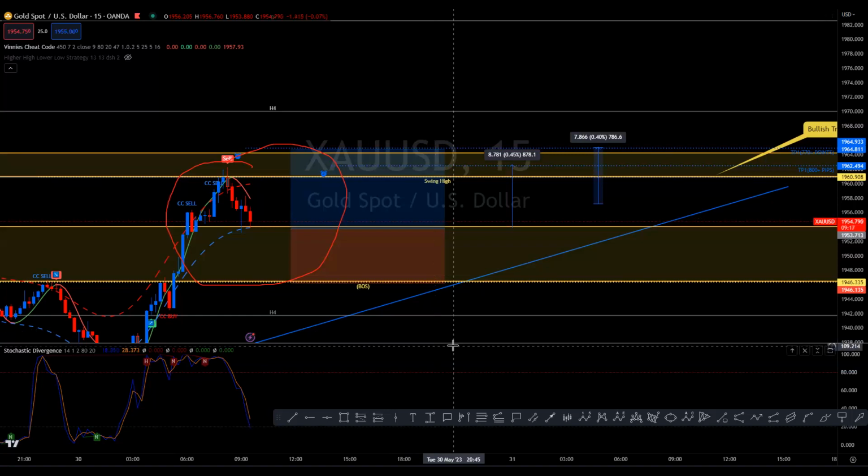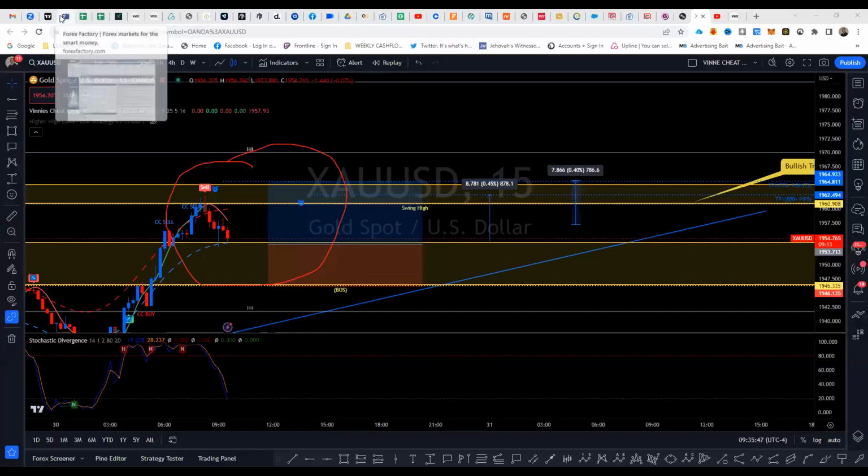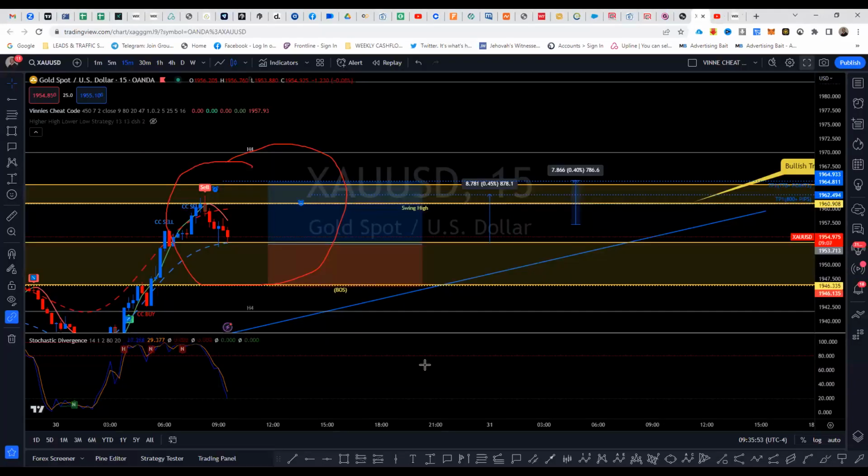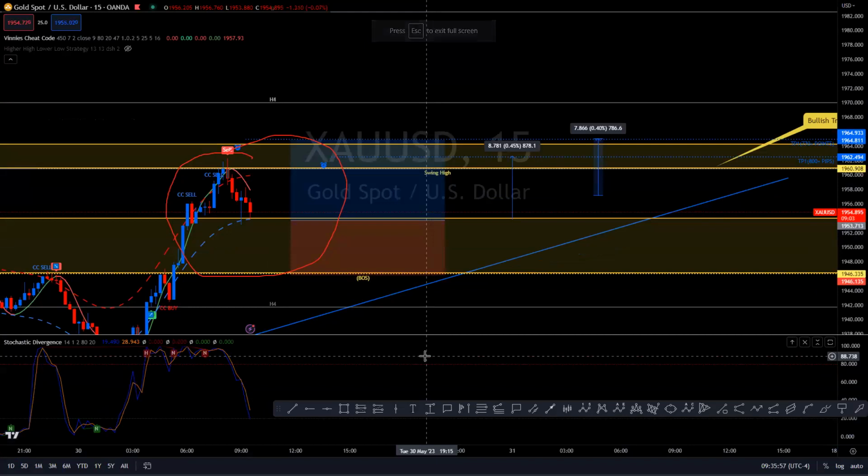We have 10 o'clock news as well. Let me check real quick here. Yeah, we have 10 o'clock news as well. We'll see what it's doing. If the news candles turn into a buy with a cheap code signal, then I'm probably going to jump in, if it's not too volatile.